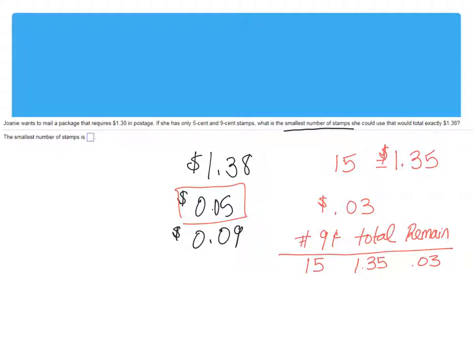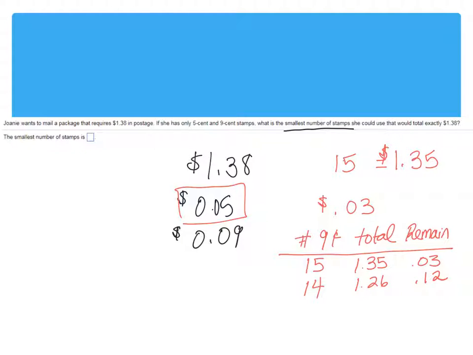So you can see that I've made a table. If I had 15 9-cent stamps that would get me all the way to $1.35, I still need 3 cents. It's not divisible by 5. So let's try 14 9-cent stamps. So 14 9-cent stamps is going to get me to $1.26. And I'm now 12 cents away, and that's still not divisible by 5.